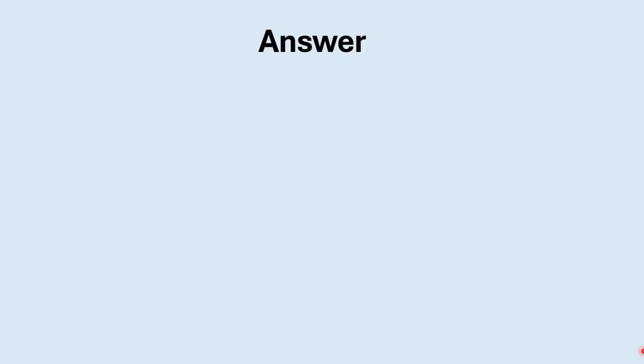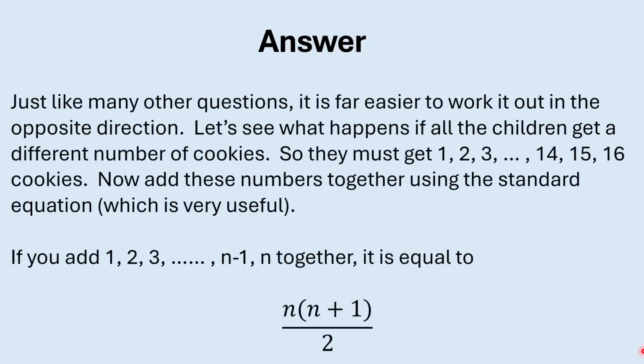So this is another typical example of reverse thinking. Just like many other questions, you will find it is far easier to work it out in the opposite direction. It is tricky to prove that at least two children will get the same number of cookies. However, we can view it from another angle. Let's see whether it is possible if all the children get a different number of cookies in this situation.